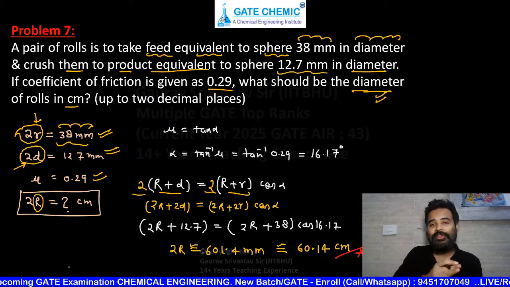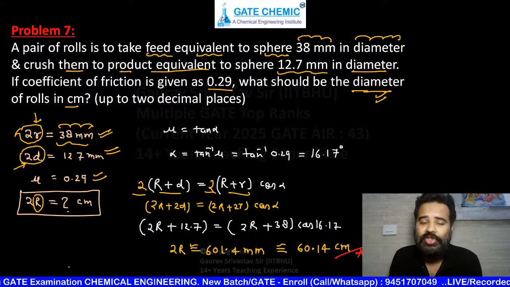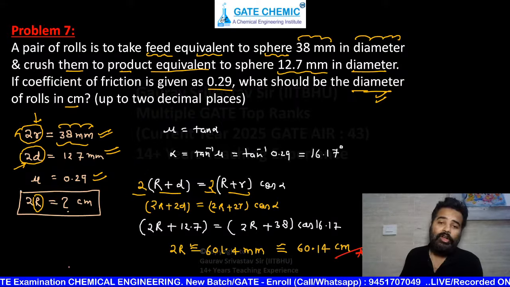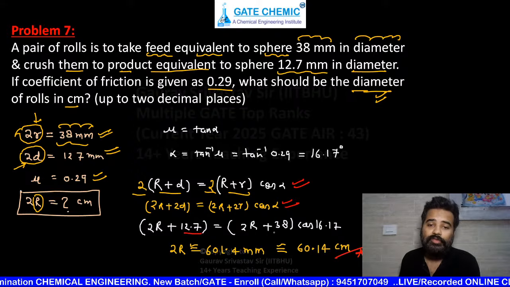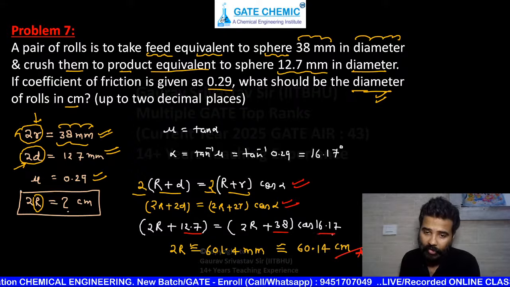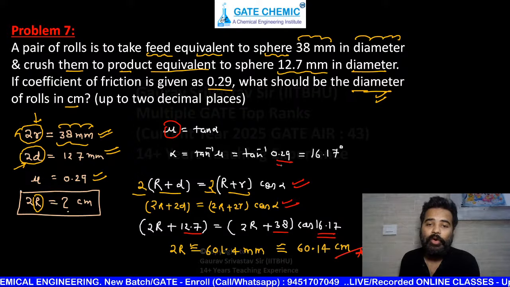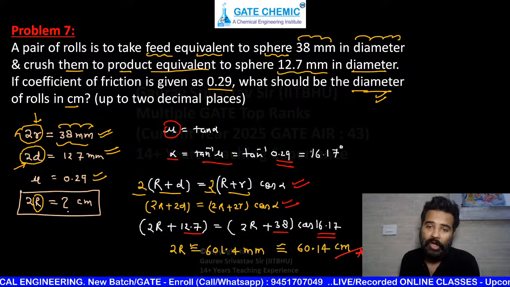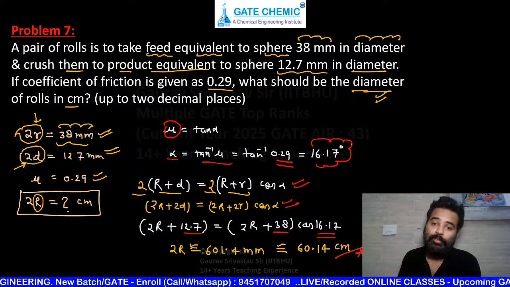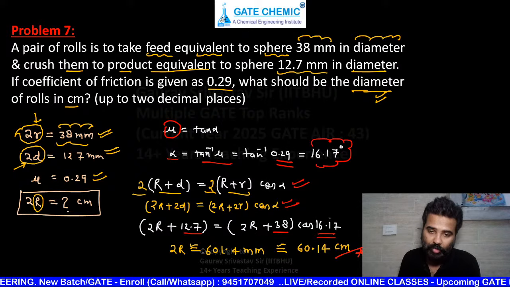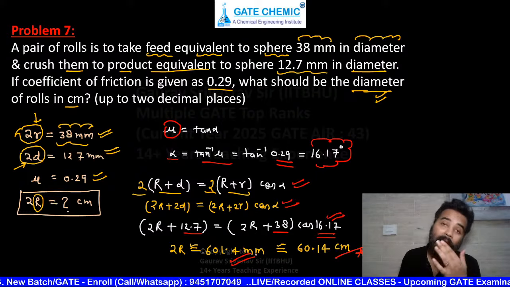Will multiplying both sides by 2 bring any change in the equation, beta? No changes will come. There is no change. So now this equation is converted into this form. Now just put in the values. How did I get this alpha? With the help of this mu. Mu is given as 0.29. So alpha is equal to tan inverse of mu. With the help of a calculator, you can solve it. It will come to 16.17. You have to take up to 2 decimal places minimum. Just put it here, one equation, one unknown. You will get 601.4 mm.